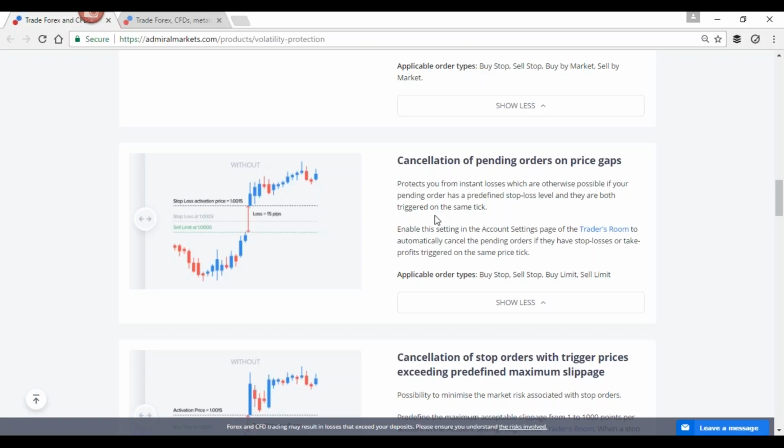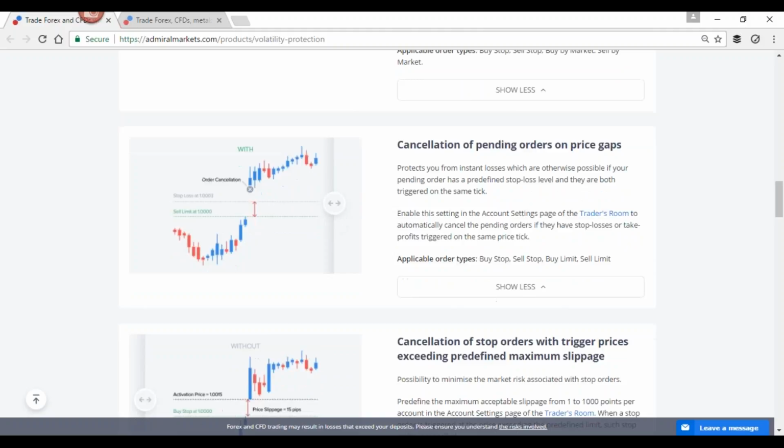So in that case, there's a cancellation. Without it, you would be entering at a worse price. With it, the order is canceled. Okay, so that helps you with price gaps, defending against them, and not entering at worse prices.